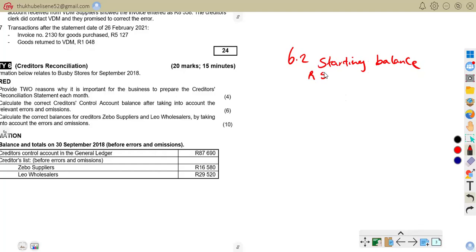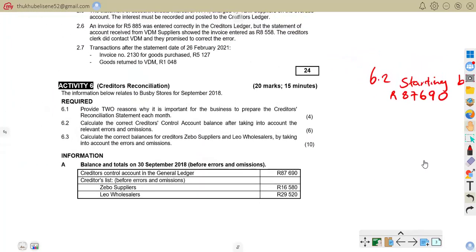You'll find that our starting balance is 87,690. One can ask, where did we get this amount? Remember, it is found under information A, where we are talking about the balances and totals. So the first balance that we're going to talk about is what?